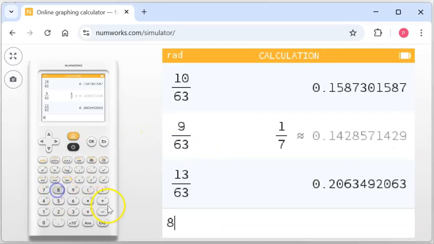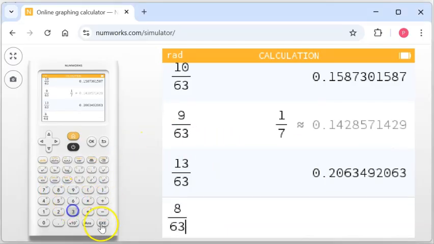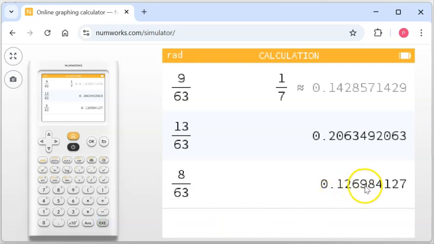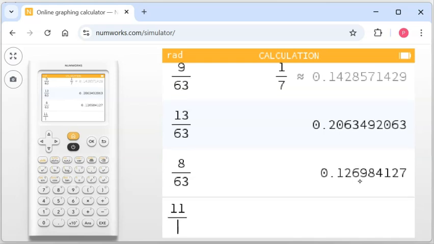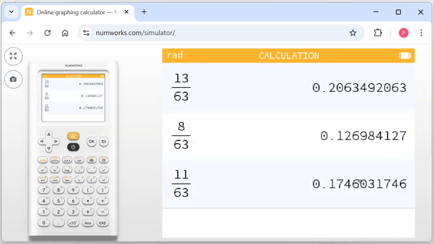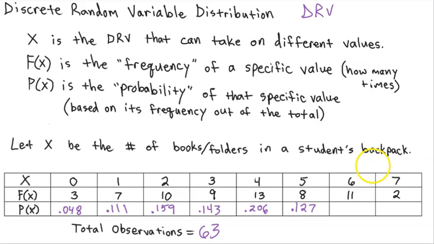This one right here is going to be 8 out of 63. Okay, so 8 divided by 63. That's going to be 0.12. This 9 is going to make this 6 a 7. So 0.127. This one here is going to be 11 out of 63. All right, 11 out of 63. That's going to be 0.175.